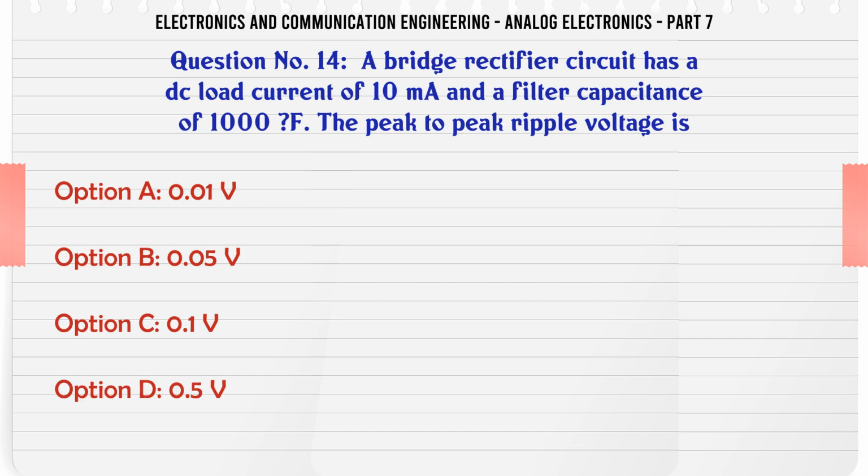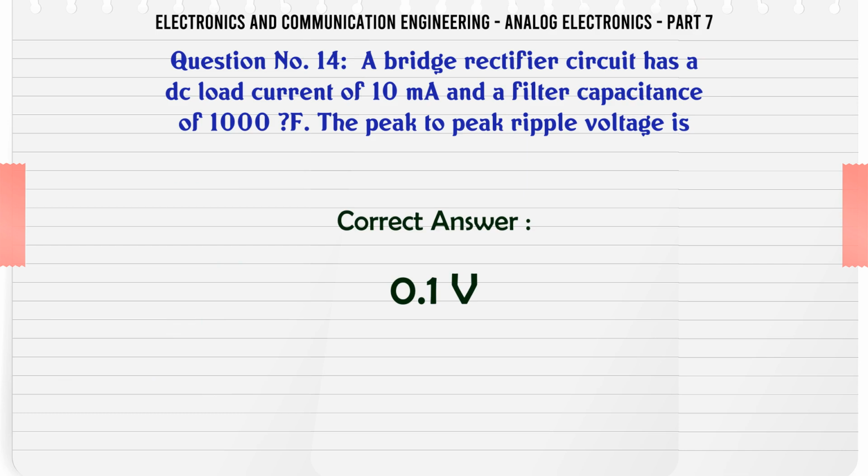A bridge rectifier circuit has a DC load current of 10 mA and a filter capacitance of 1000 µF. The peak-to-peak ripple voltage is A. 0.01 V, B. 0.05 V, C. 0.1 V, D. 0.5 V. The correct answer is 0.1 V.